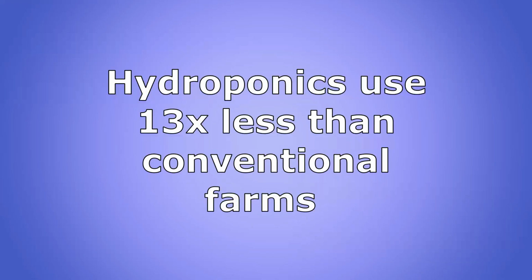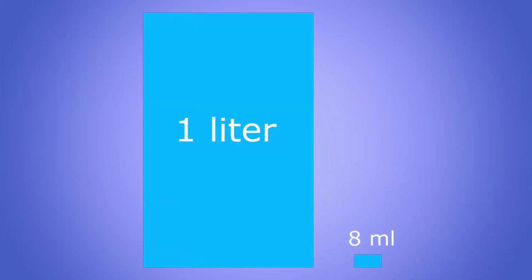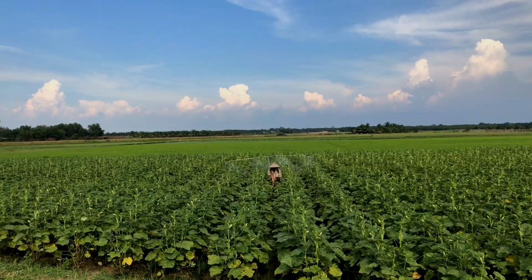When growing lettuce, hydroponics use 13 times less water than conventional farms, and aeroponics is even better. Since it is a mist, it can be up to 10 times better than hydroponics. So for every liter used to grow lettuce, an aeroponic farm can do the same with 8 milliliters. Now let's look at pesticides.